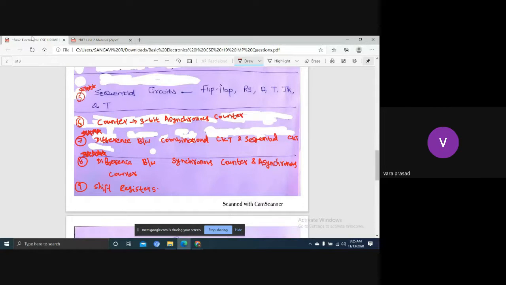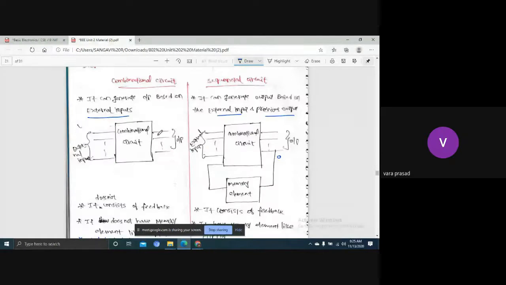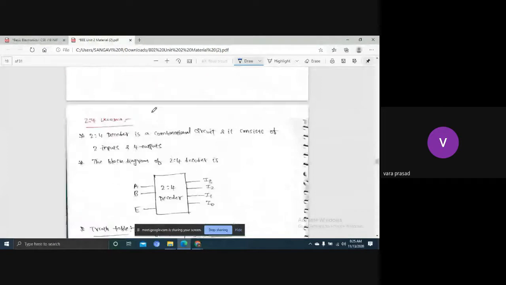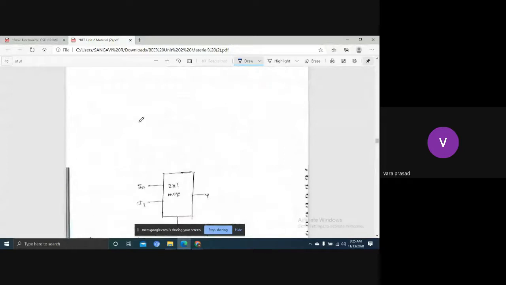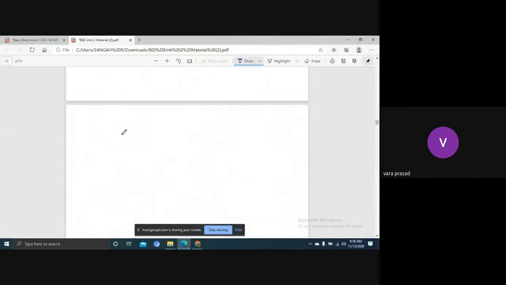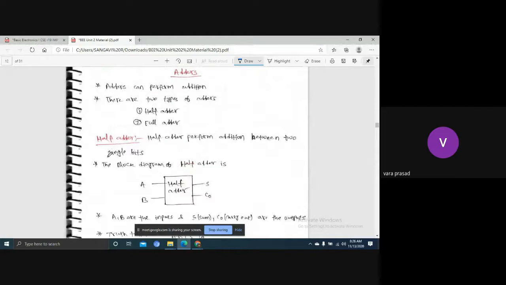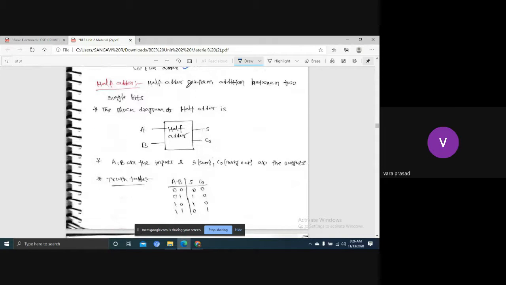And the next question is adders: half adder, full adder. An adder can perform addition. There are two types of adder: half adder and full adder. They may ask to explain only half adder or only full adder. A half adder performs addition between two single bits.